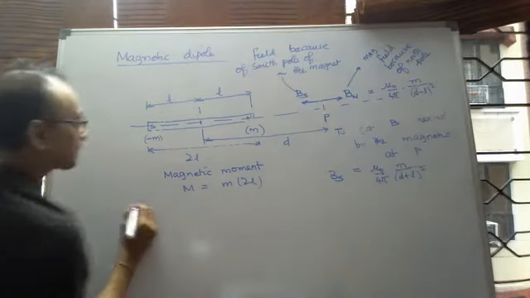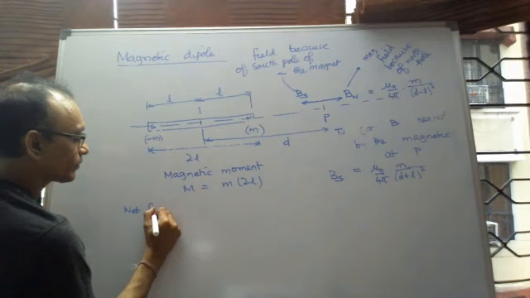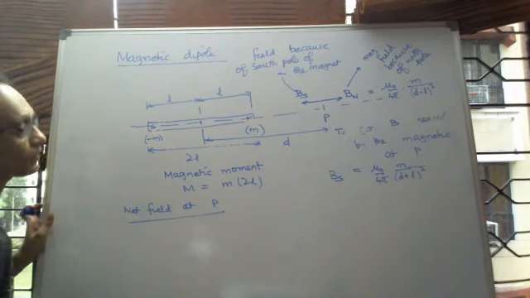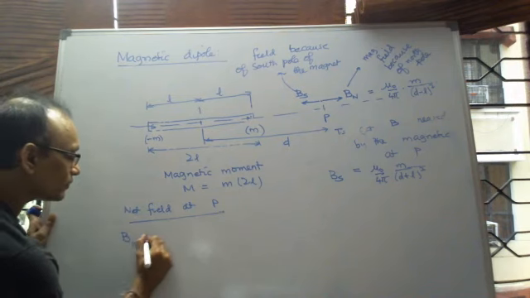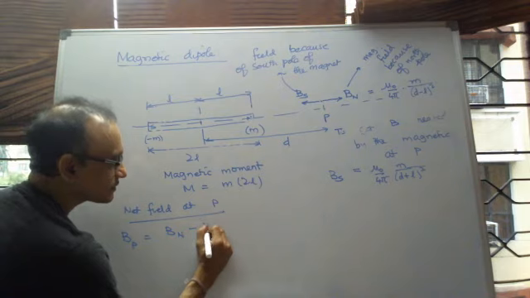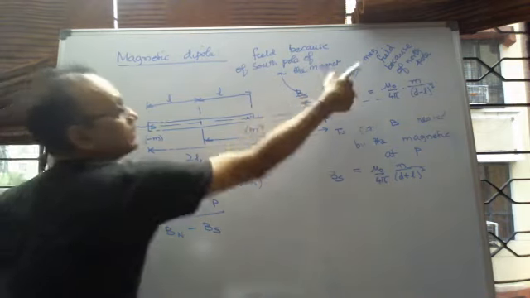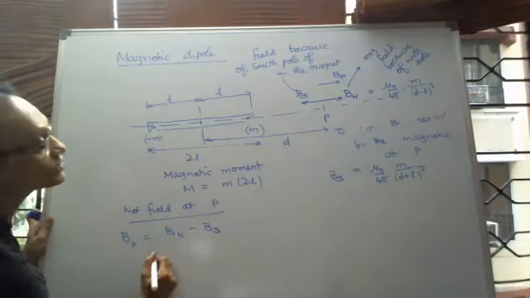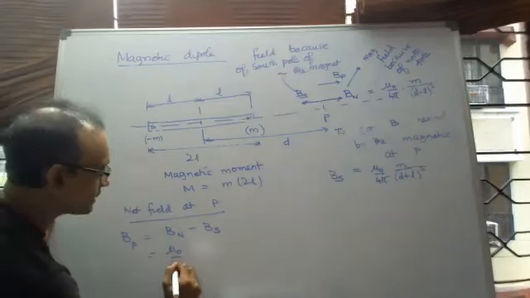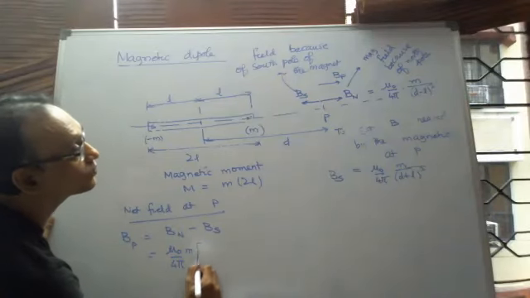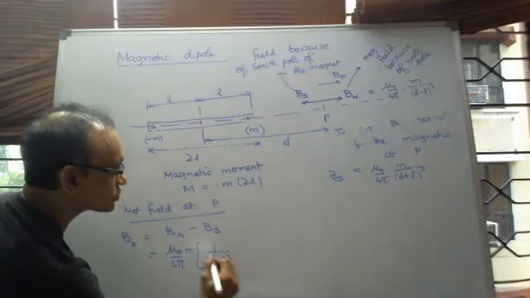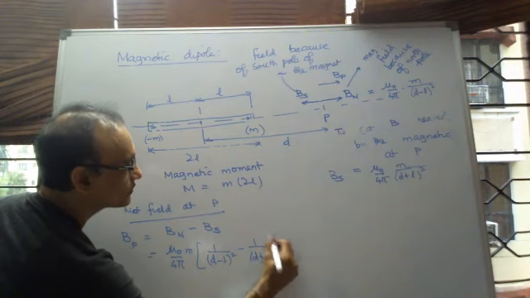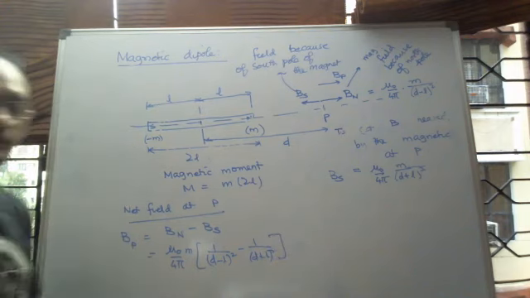Net field at P is Bn minus Bs, right? Bn minus Bs would be the net field at P. It should be mu naught by 4 pi M into 1 by D minus L whole square minus 1 by D plus L whole square. Plug in किया? Yes or no?